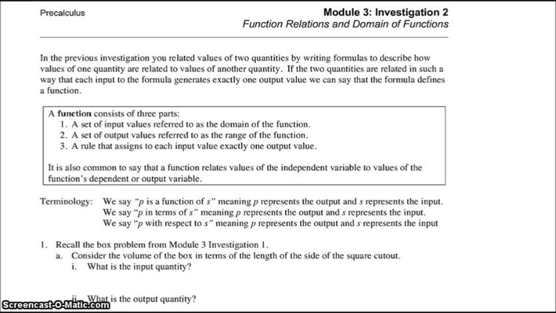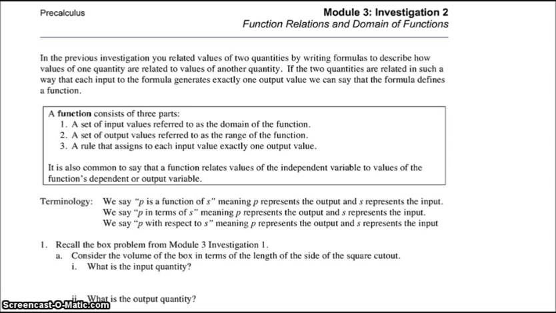And there's some stuff about terminology here. We say P is a function of S, meaning P represents the output and S represents the input. We say P in terms of S for basically the same thing, and we say P with respect to S, again, meaning P represents the output and S represents the input.